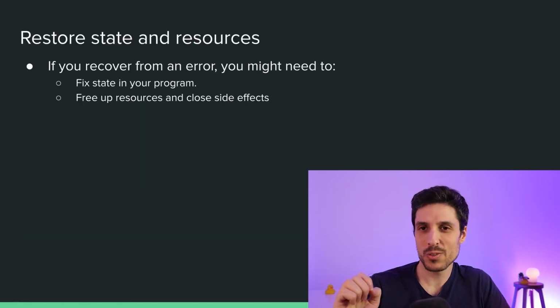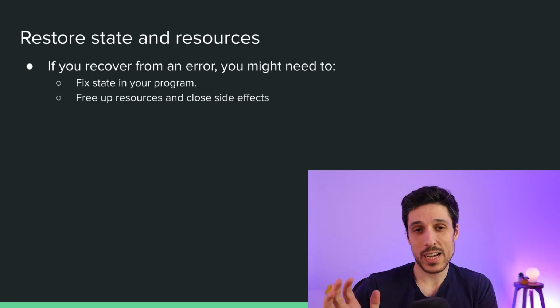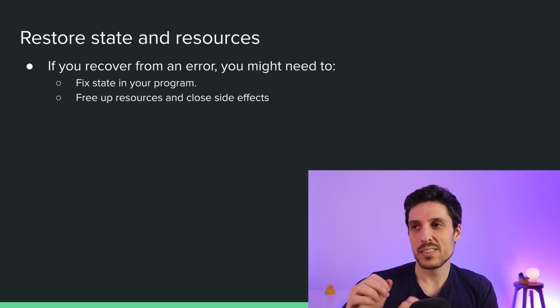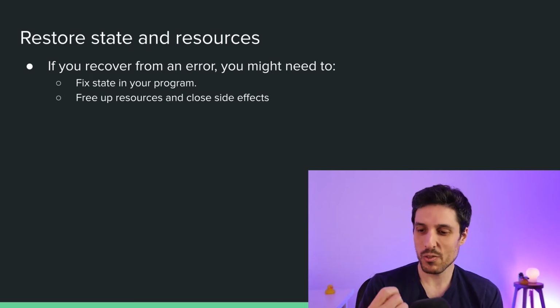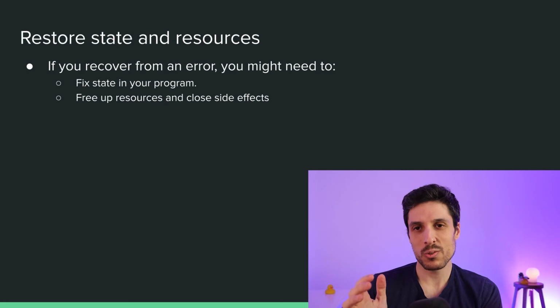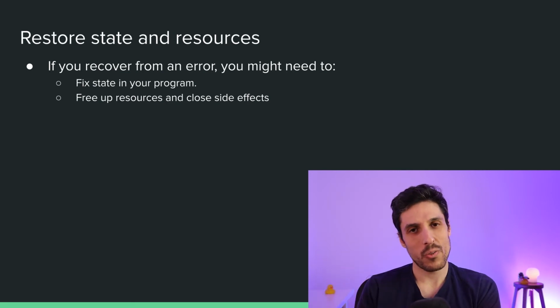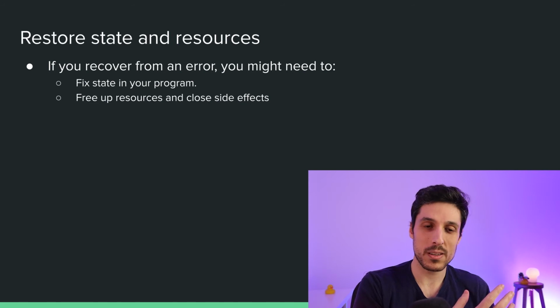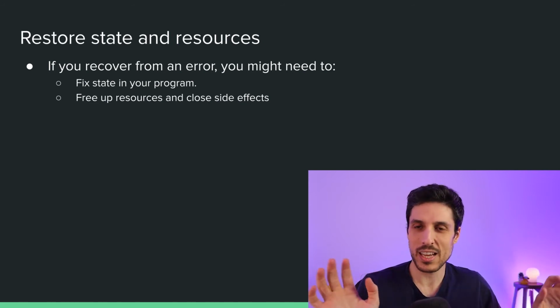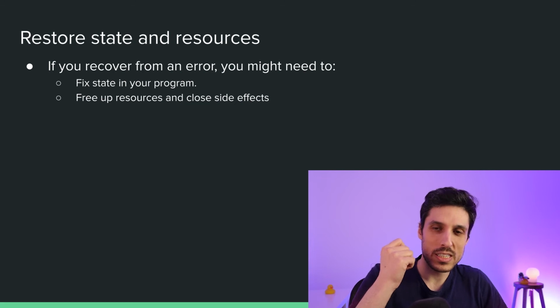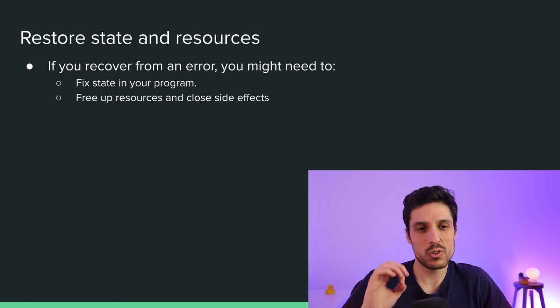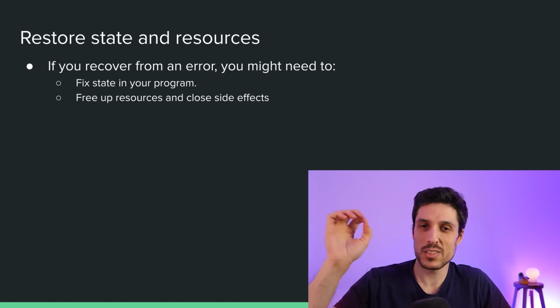All right, and the last point for this video is that if you recover from an error, then you might need to restore some state and some resources. If you recover from an error, it means that the code can continue executing correctly, as though the error never happened. Yes, something went wrong, but you've cleaned it up, everything's fine now, and the program can continue execution. If that's not possible, then obviously you haven't really recovered. So sometimes, depending on how your code is structured, you might need to manually go in there and fix some state and also close any side effects.